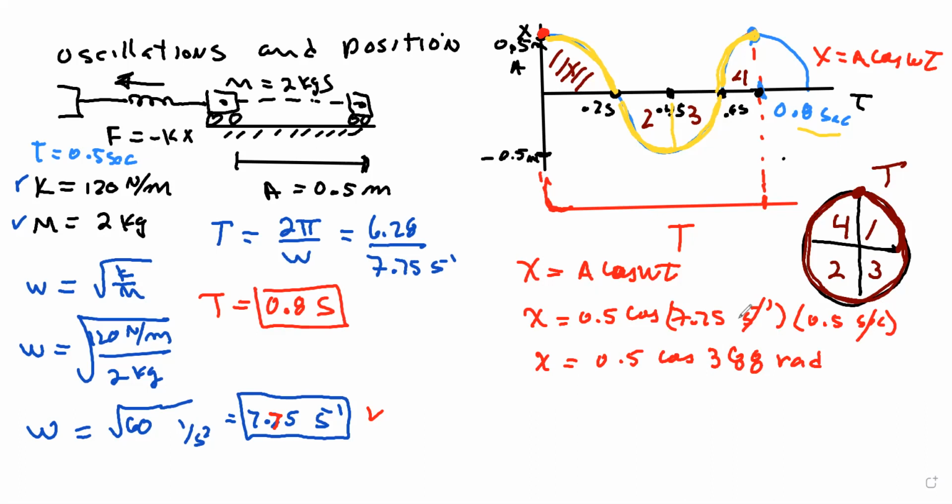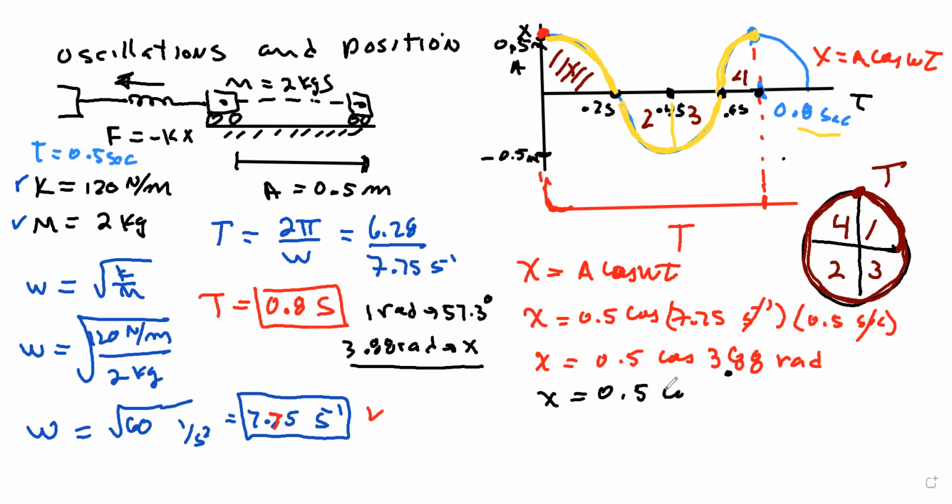And you have to convert the radians. Let's see. So you're going to multiply 1 radian, I'll do it over here. See, 1 radian is equal to 57.3 degrees. But we have 3.88 radians. And we want to know how many degrees are there. So we multiply 3.88 times 57.3. So we get 0.5 cosine of 222.3 degrees. Now we got degrees.